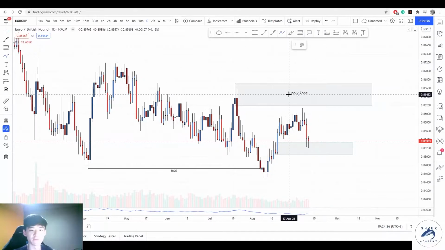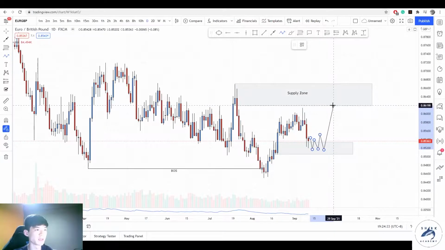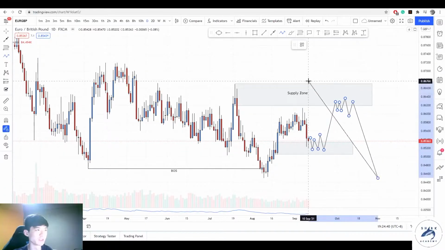So how do we want to get involved? We want to see an accumulation over here to bring prices higher, liquidating these highs, then potentially distribute, ultimately breaking this level, okay, towards these liquidity lows.